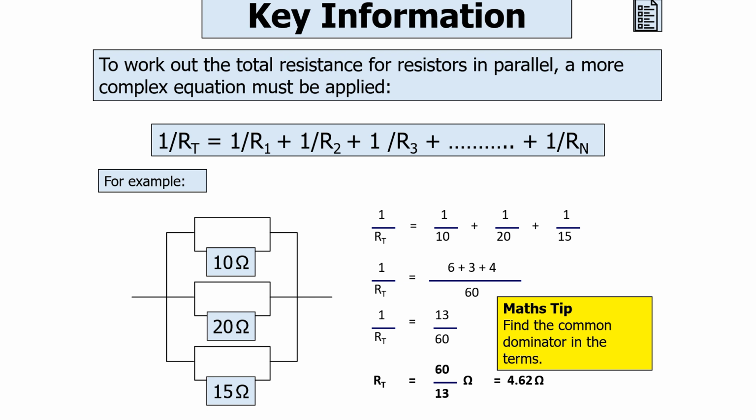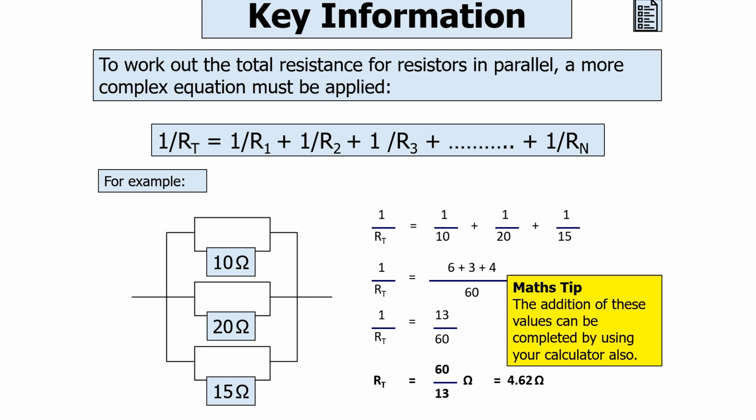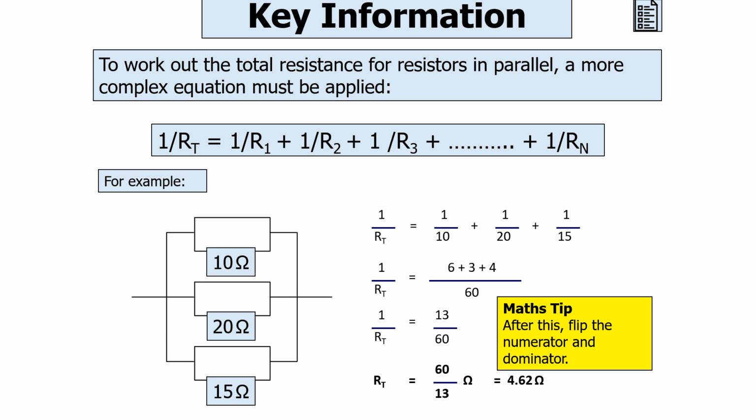So we change all the terms to that common denominator. We then add the numerators of each resistor, keeping the denominator the same, so it's 13 over 60. You can also do this with the calculator if you want to. After this you flip the numerator and denominator, so it's 60 over 13, which is 4.62 ohms.